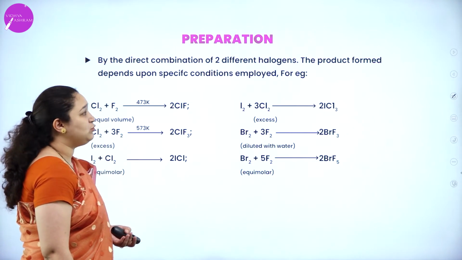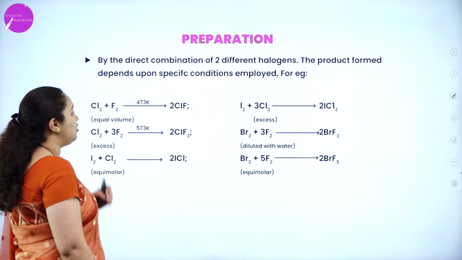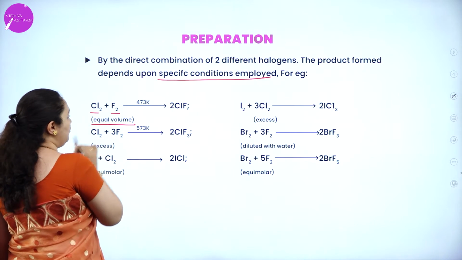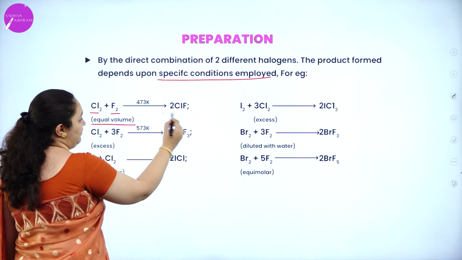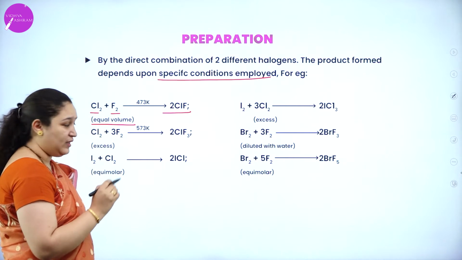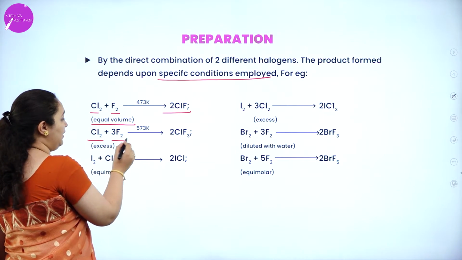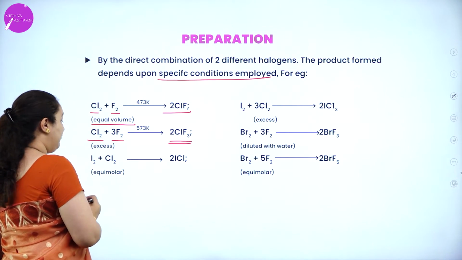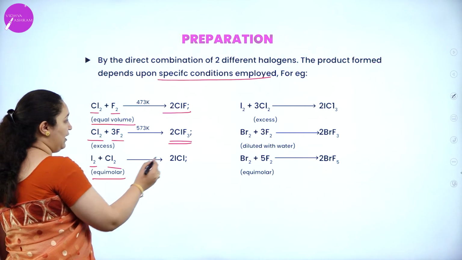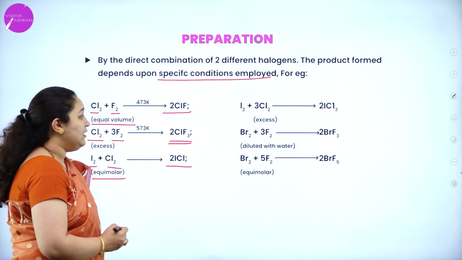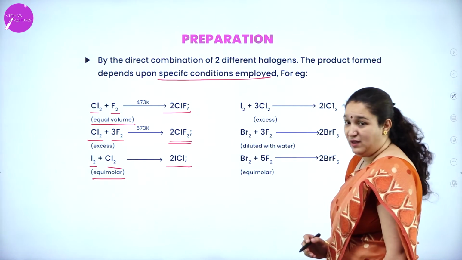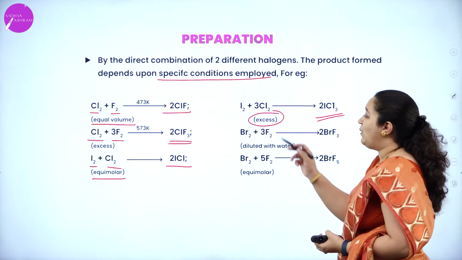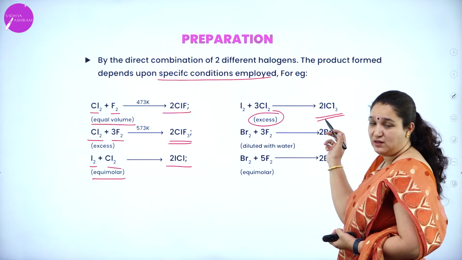In the direct combination of two different halogens, the product formed depends on the specific conditions employed. For example, equal volumes of chlorine and fluorine at 473 Kelvin will give 2ClF. Excess chlorine with fluorine at 573, a little higher temperature, will form ClF3. If we take I2 and Cl2 in equimolar ratio, ICl will form. Similarly, iodine and chlorine, with chlorine in excess, will give ICl3. The one taken in excess will have more atoms in the molecule.